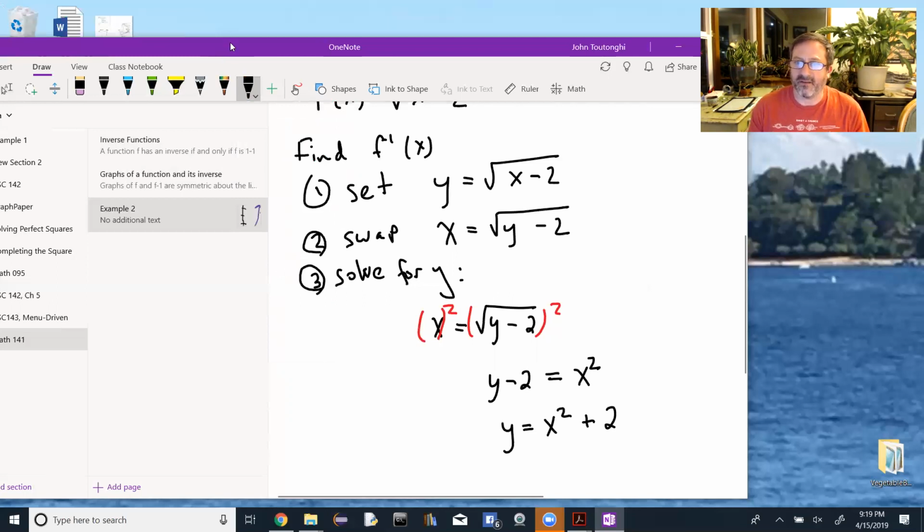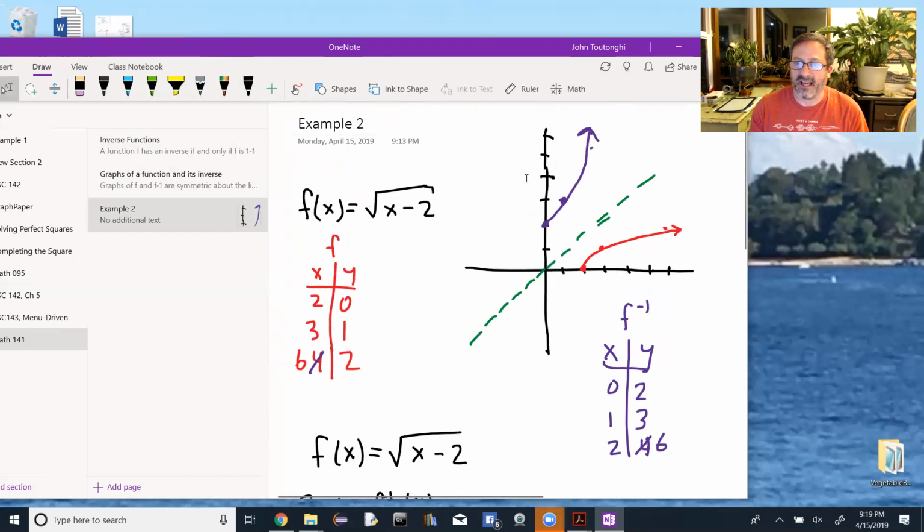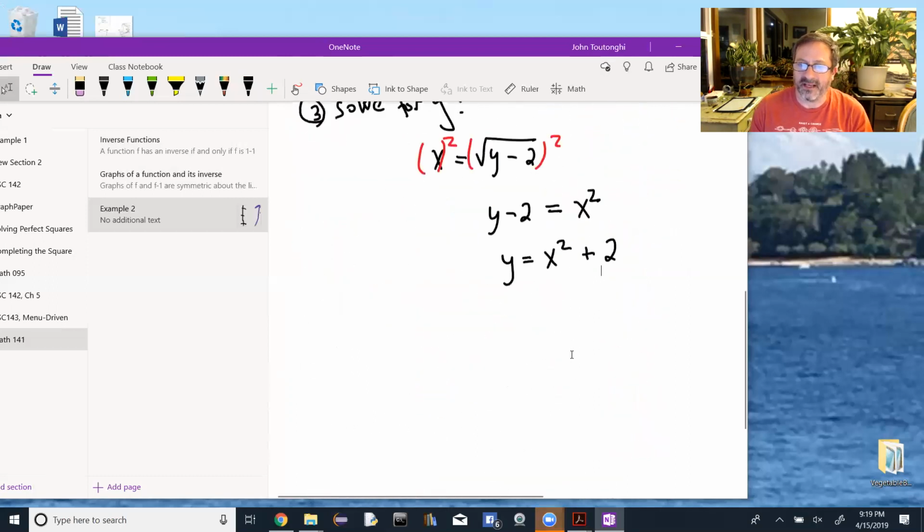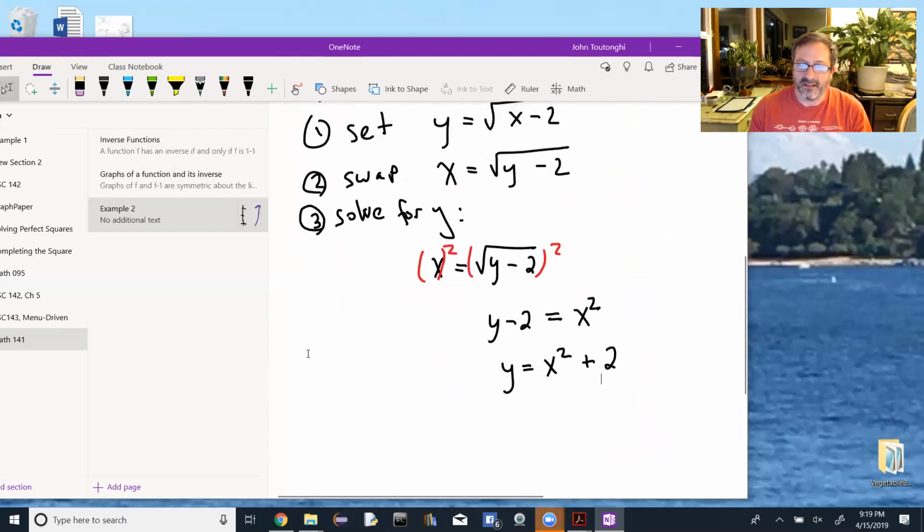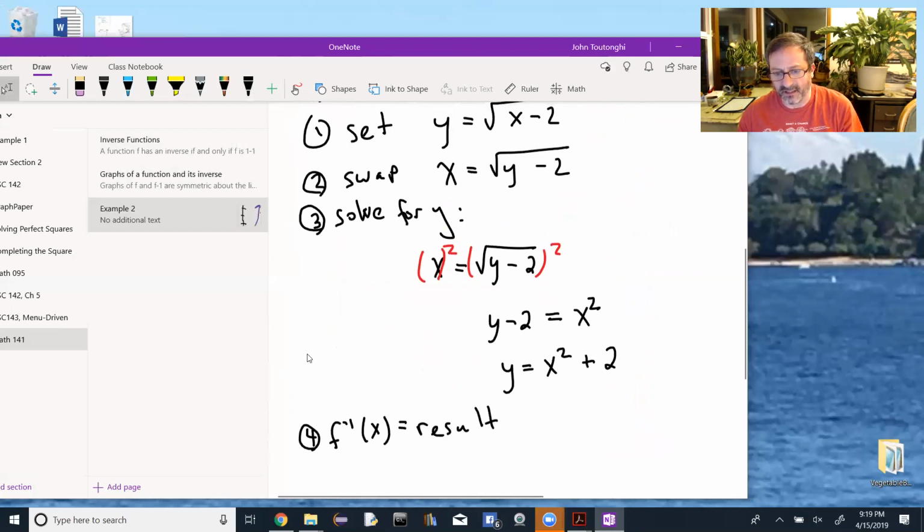Clearly, that's not what we have in this picture because this is only half of the parabola. This has a restricted domain. So how could we see that without graphing it? We'll come back down here. And step 4 is to set this equal to f inverse of x. f inverse of x equals the result. And if that result is not one-to-one, we have to restrict the domain.